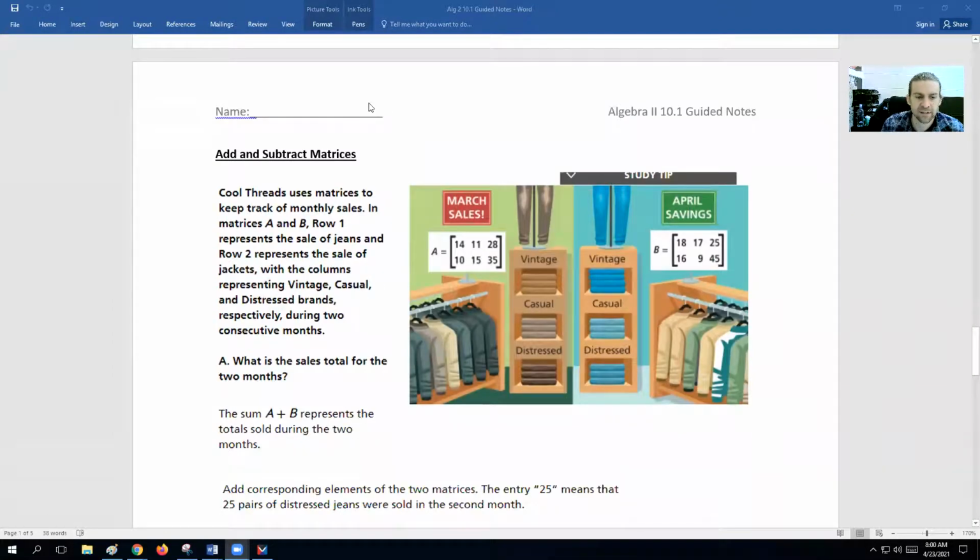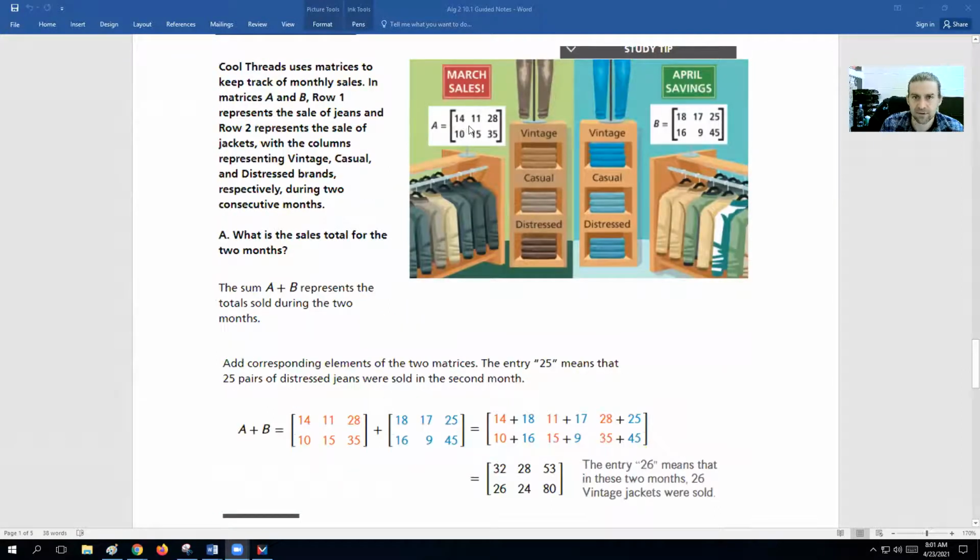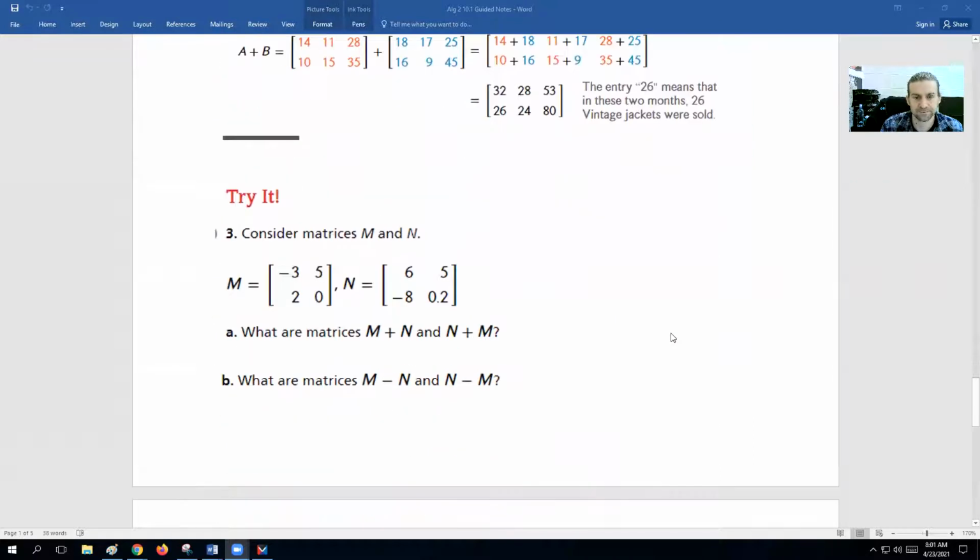Now, when it comes to adding or subtracting matrices, all we're going to do is add corresponding elements. So if we have matrix A, which is the March sales, and matrix B is April, and we want to add the two matrices together to figure out the total, all we have to do is look at the corresponding elements. We're not going to take 14 and add it to 11. We're going to add 14 to its corresponding value here, 18. And 28 corresponds with 25 over here. So we match up the corresponding elements and we add them together.